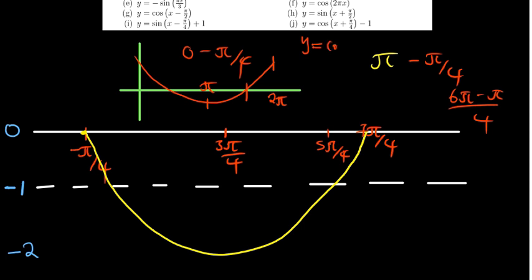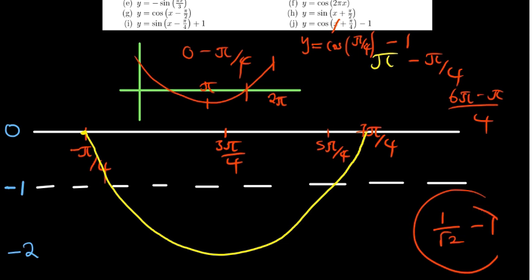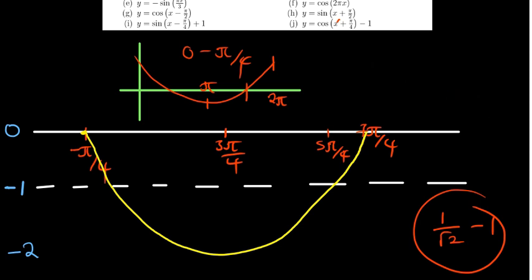So it would be cosine, that would be 0, and then pi over 4 minus 1. Now pi over 4 is 45. Cosine 45 is 1 over root of 2 minus 1. I'm getting that from the special triangles. With the special triangle, you can estimate the value of 45 is 1, 1, root of 2.